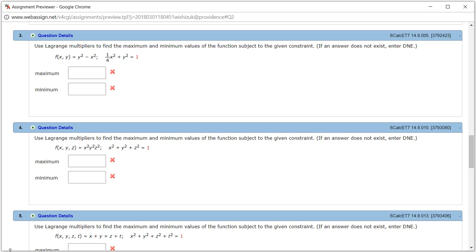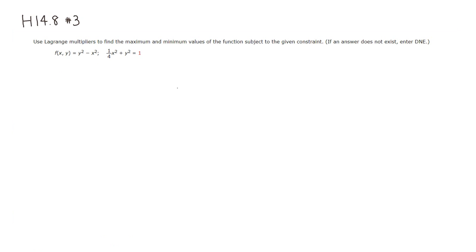All right, let's look at homework 14.8, problem number 3. Let's use Lagrange multipliers to find the maximum and the minimum value of this given function with the given constraint. So first, we're going to call this constraint g of x comma y.